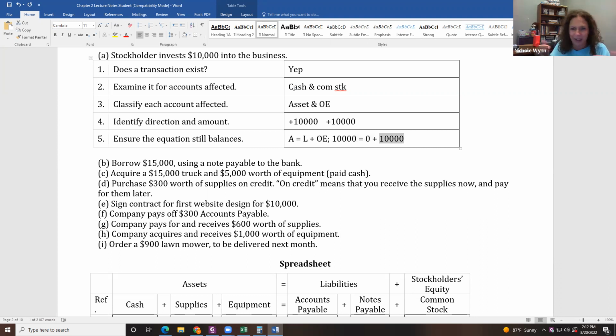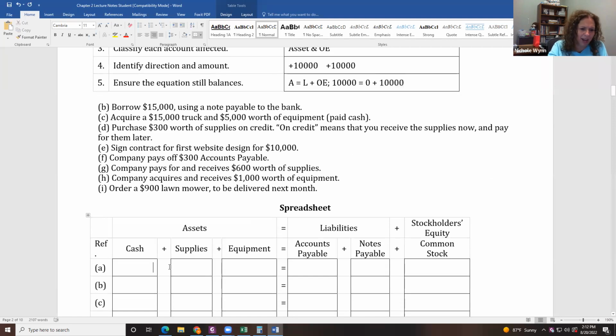We're not going to do that for every single transaction because we're going to talk through it and put it in our table. So we're just going to go down here and say cash plus 10,000 and common stock plus 10,000. And then we're going to go on to our next transaction.